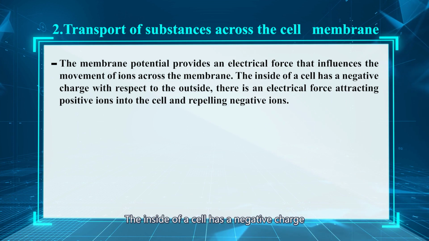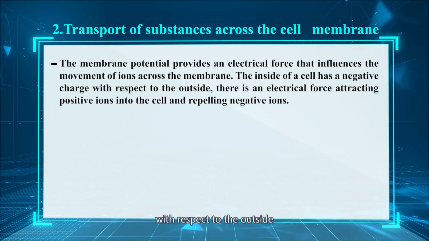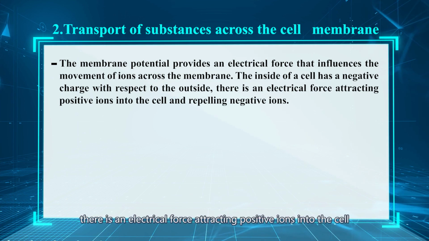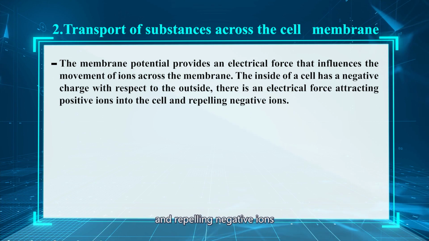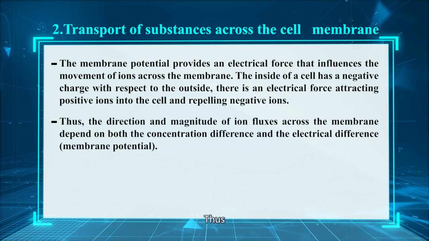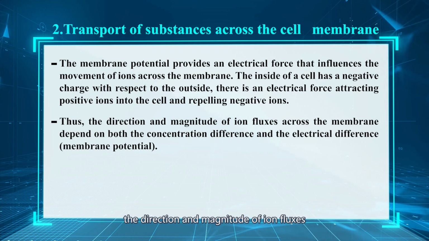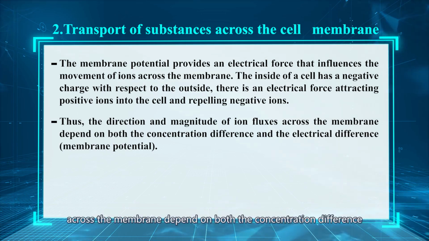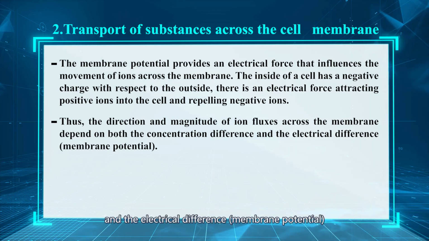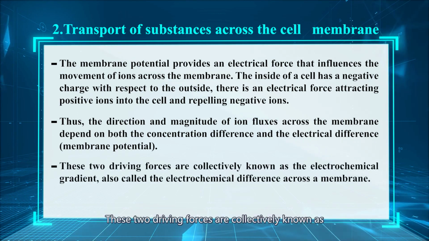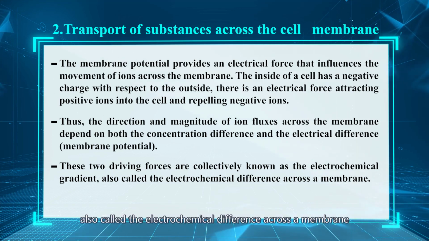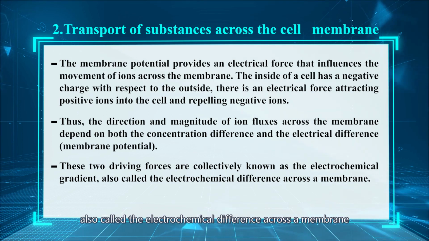The inside of the cell has a negative charge with respect to the outside. There is an electrical force attracting positive ions into the cell and repelling negative ions. Thus, the direction and magnitude of ion fluxes across the membrane depend on both the concentration difference and the electrical difference. These two driving forces are collectively known as the electrochemical gradient, also called the electrochemical difference across a membrane.